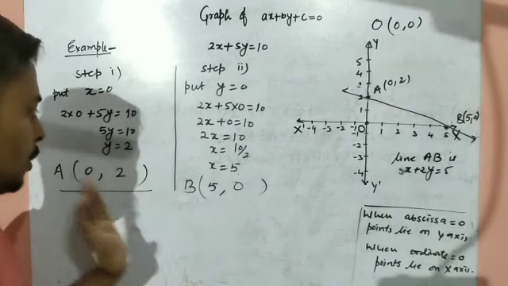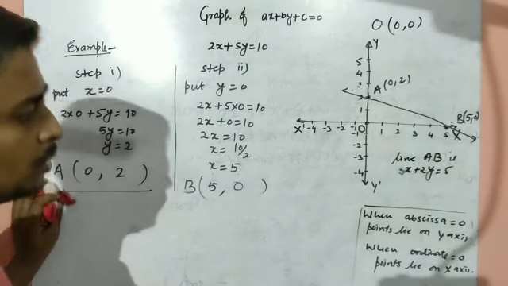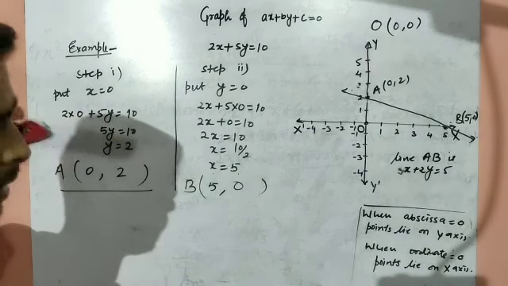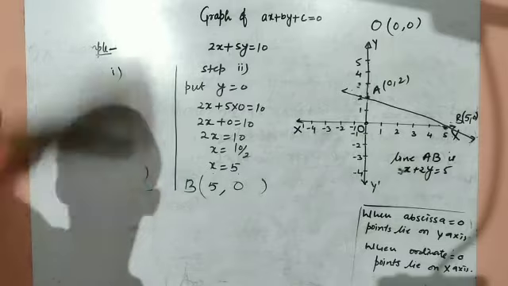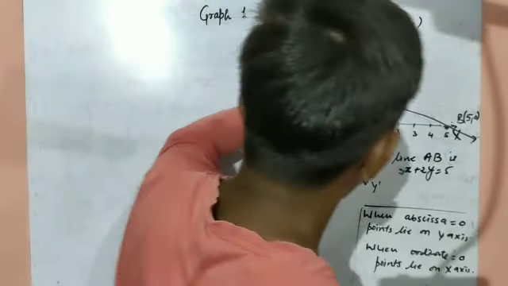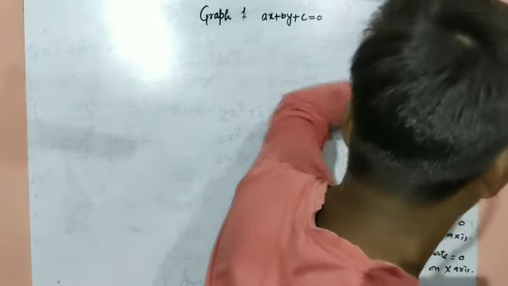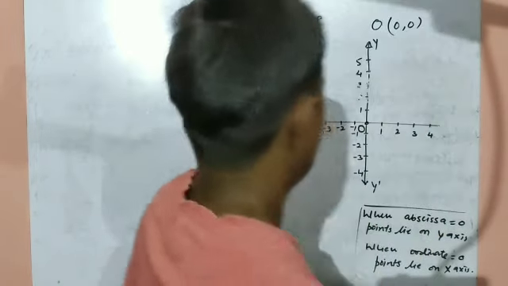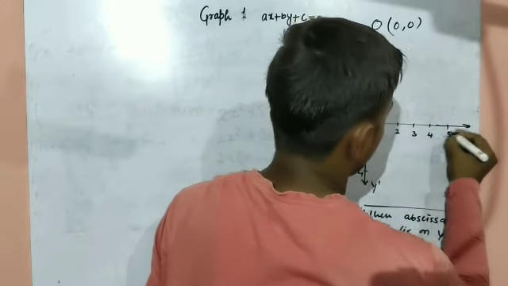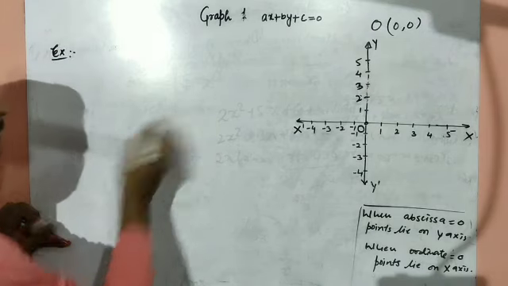We will take today one more example and after that we will move forward to the next topic. So you can take the screenshot and I am erasing. So one more example we will take. This is 2, this is 3, this is 5, this is the x axis.